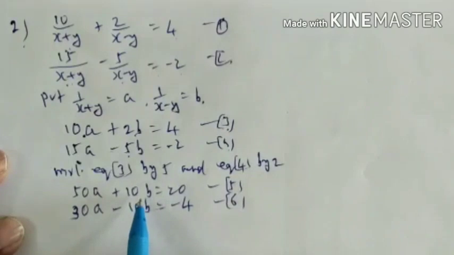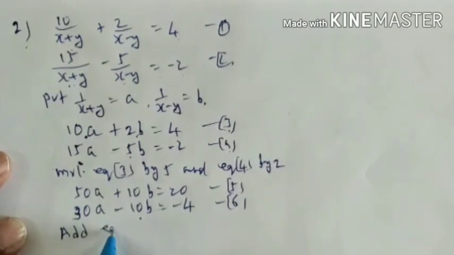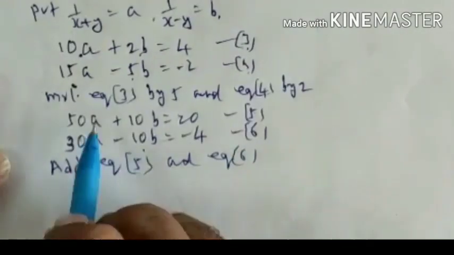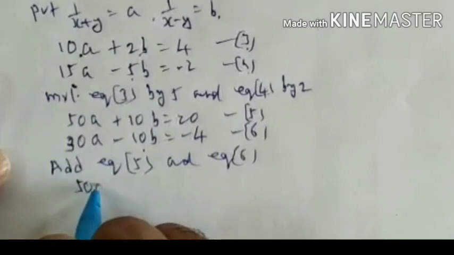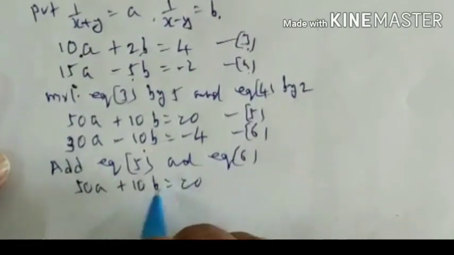Now we got here plus 10b, here minus 10b. Now what shall we do here? Add equation 5 and equation 6. If we add, what we get here? We get 50a plus 10b is equal to 20.